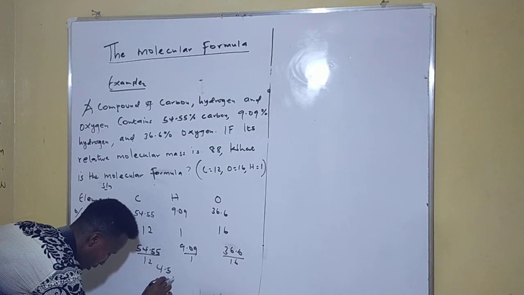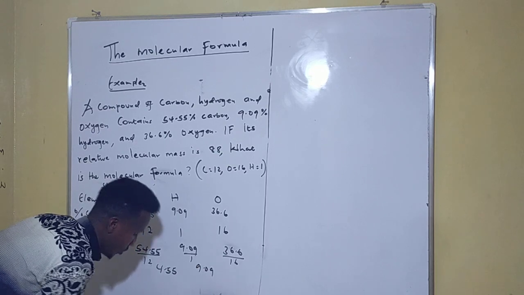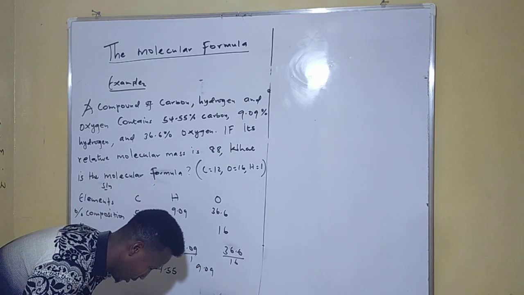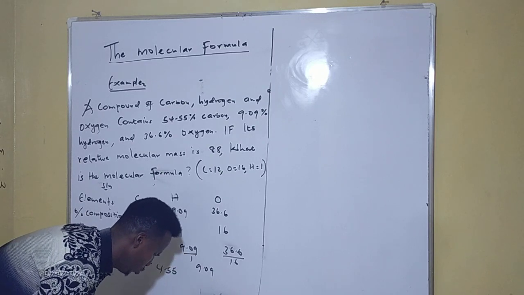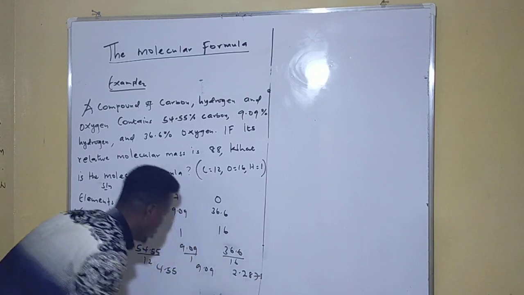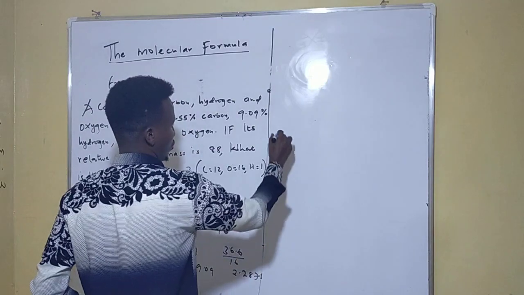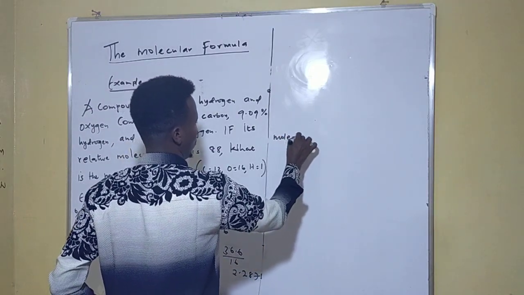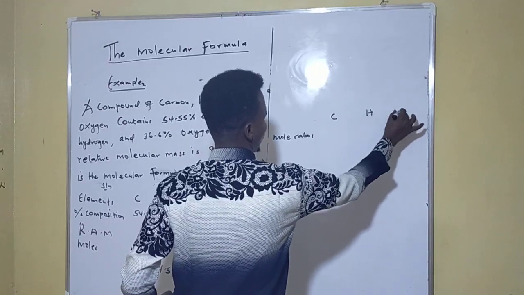4.5. Then let's say 5. Okay. This one 9.09. This one that's 6.6 divided by 16, 2.28. 2.2875. So the smallest one among these is this one. Then you're going to say mole ratios. Mole ratios. Remember this carbon, hydrogen and oxygen.